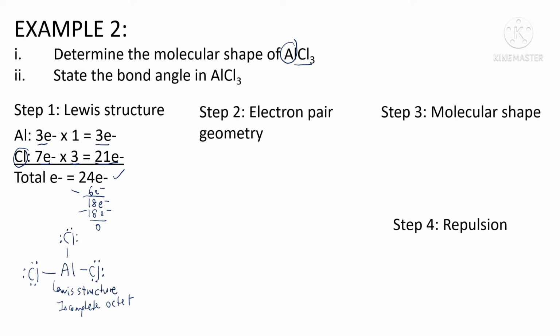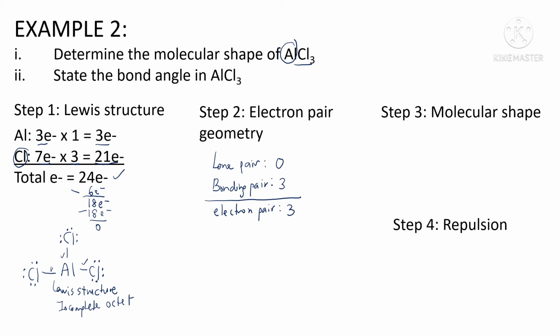Then we can move on to step number 2, determine the electron pair geometry of aluminum chloride. To determine that, first we need to determine how many lone pairs are around the central atom aluminum. From the Lewis structure, we can see that there is no lone pair around the central atom aluminum. How about the bonding pairs? There are 1, 2, 3. 3 bonding pairs around the central atom aluminum. Therefore, total electron pair around central atom is equal to 3.